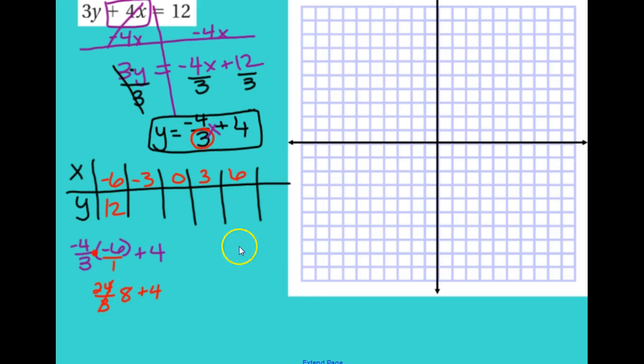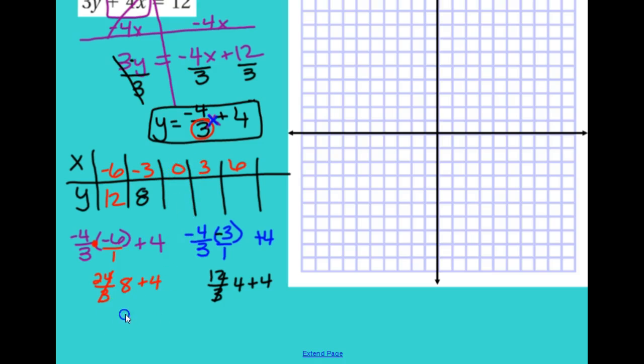Then I'm going to plug in the next number, negative 3. Negative 4/3 times x, which is negative 3. And then we're going to add 4. Again, 3 is 3 over 1. Negative 4 times negative 3 is a positive 12. On the bottom we have 3. 12 divided by 3 is really just 4. So we have 4 plus 4, which is 8.